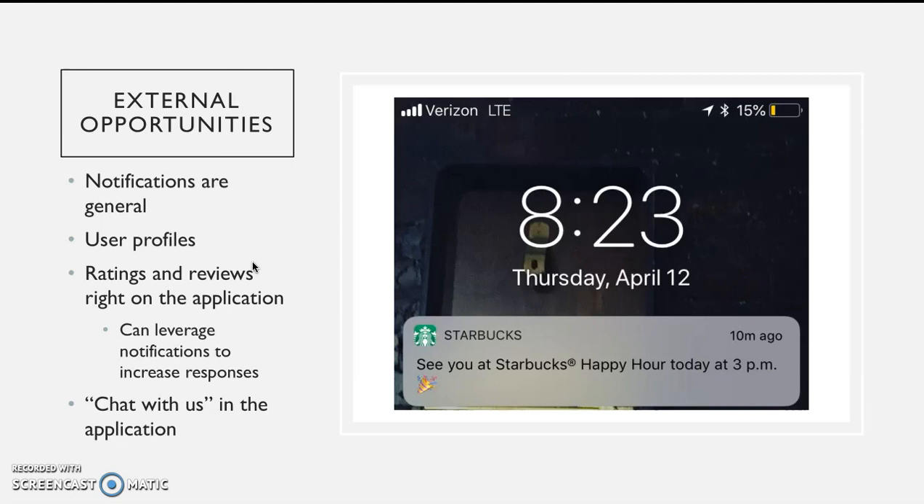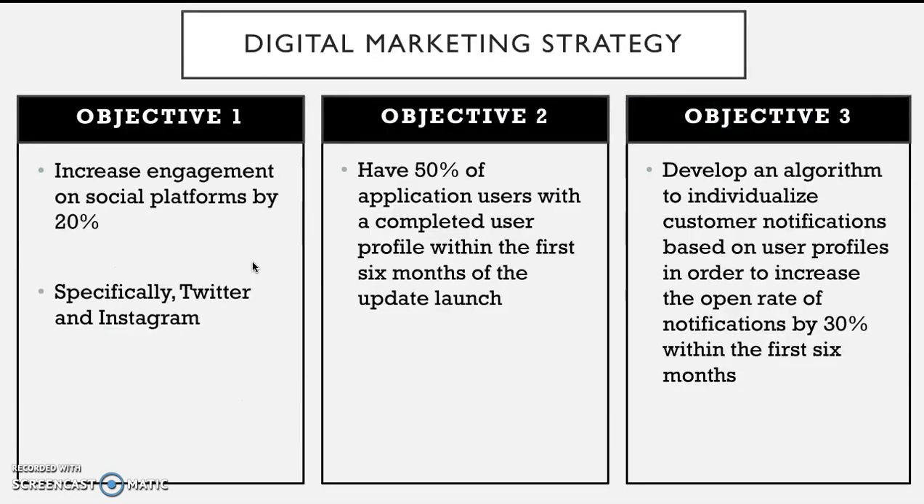They can also include a "chat with us" feature, which allows the brand to better manage their reputation. Again, they can reach out to those who are dissatisfied before they take it to the public. So our digital marketing strategy has 3 objectives. The first is to increase engagement on Twitter and Instagram by 20%. The second is to have 50% of application users with a completed user profile within the first 6 months of the update launch. The third objective is to develop an algorithm to individualize customer notifications to increase the open rate of them by 30% within the first 6 months.